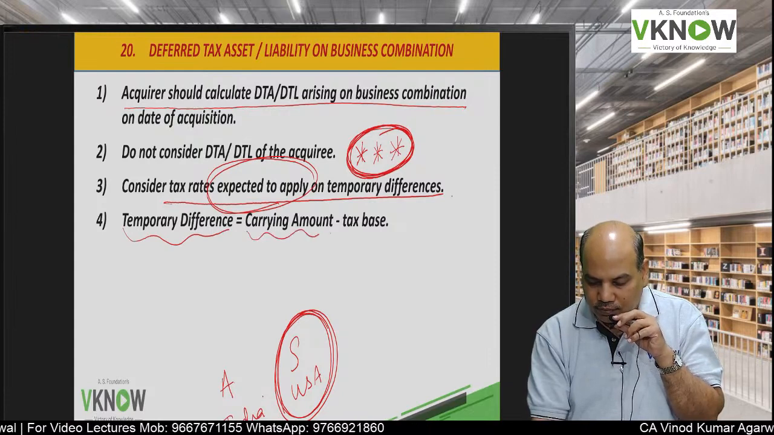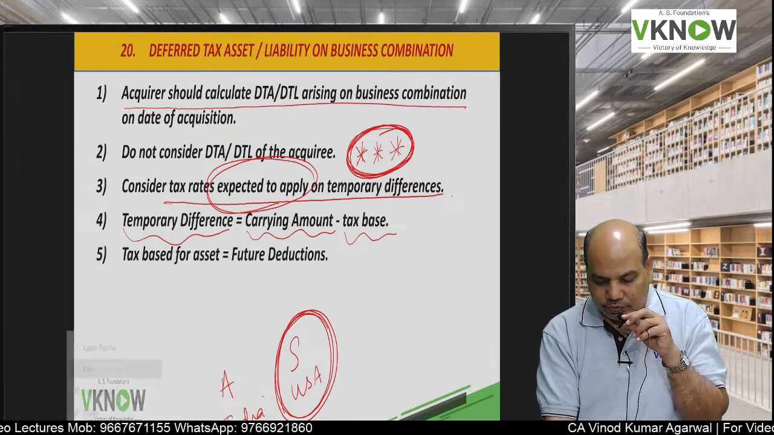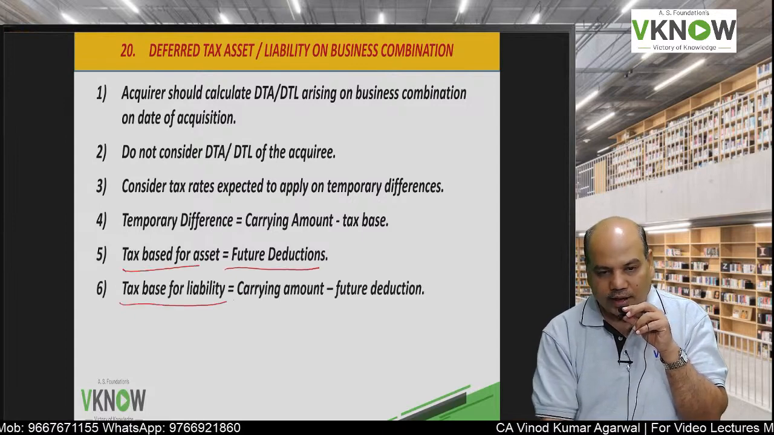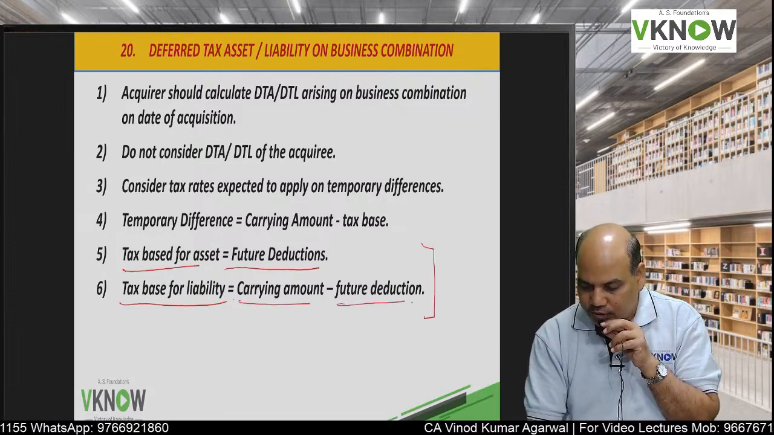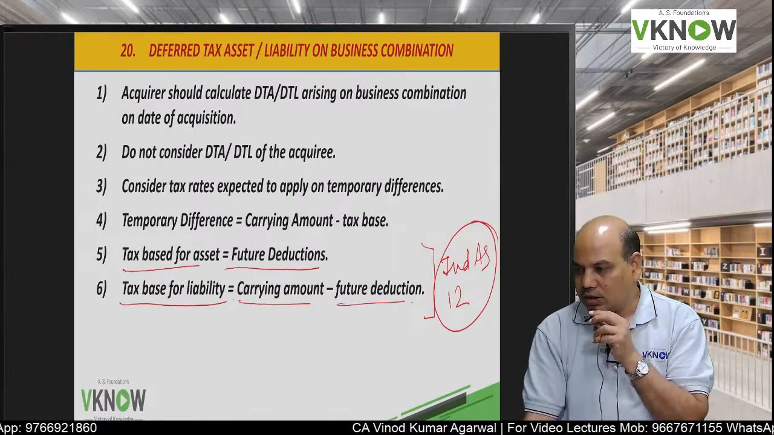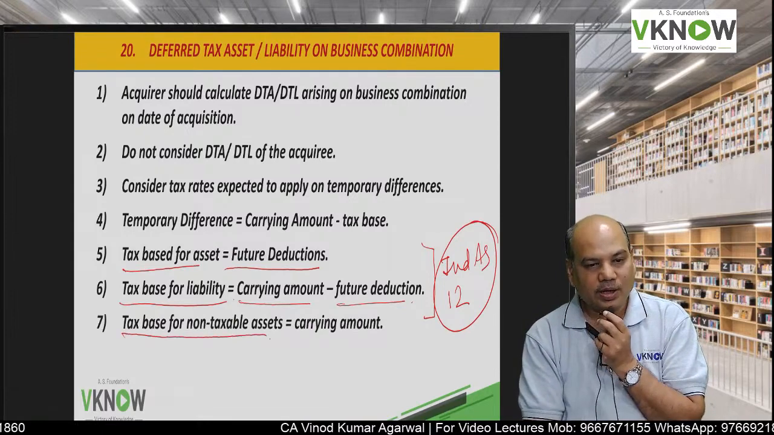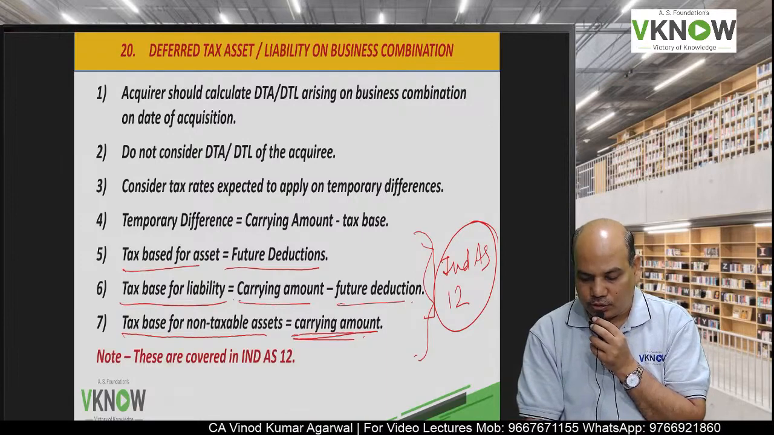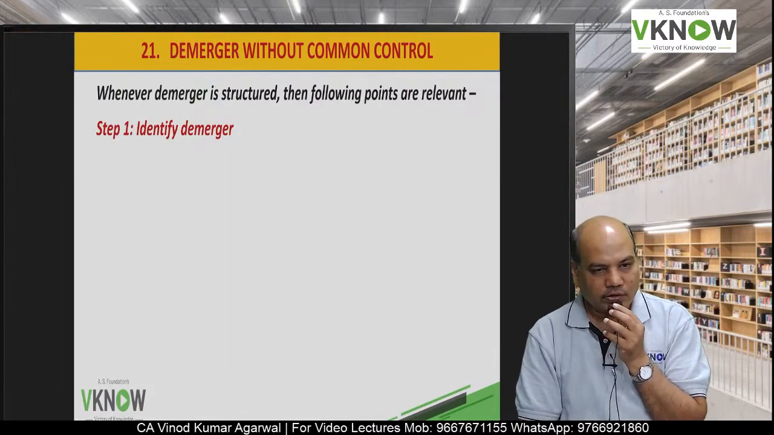As per IND AS 12, temporary difference is the difference between carrying amount and tax base. Tax base of an asset is equal to future deduction, and tax base of the liability is equal to carrying amount minus future deduction. This I am not discussing in detail today because that will require a separate standard IND AS 12. Tax base of non-taxable assets is equal to their carrying amount. All this will be explained to you under IND AS 12. So this was about business combination accounting.